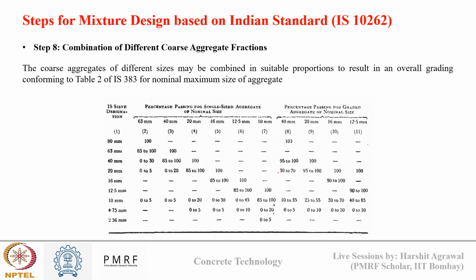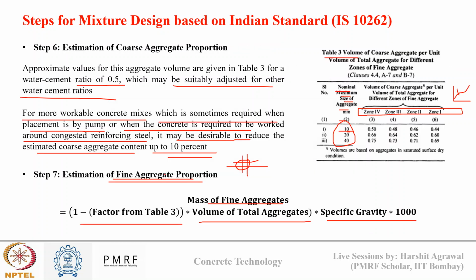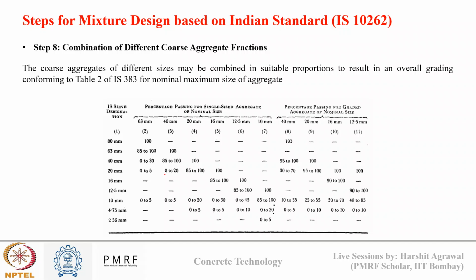Now within coarse aggregate also, as we discussed in week 3 content, there are multi-sized aggregates. So step 8 deals with the combination of different coarse aggregate fractions. If you see in step 6 in table 3, there is coarse aggregate and it was mentioned nominal aggregate size. So in step 8, to achieve this nominal aggregate size, how we need to proportion different sizes of aggregate in suitable proportion is given.